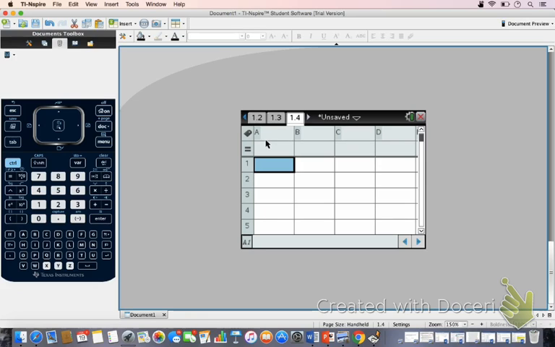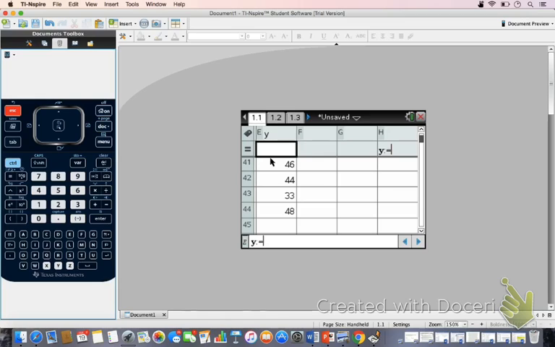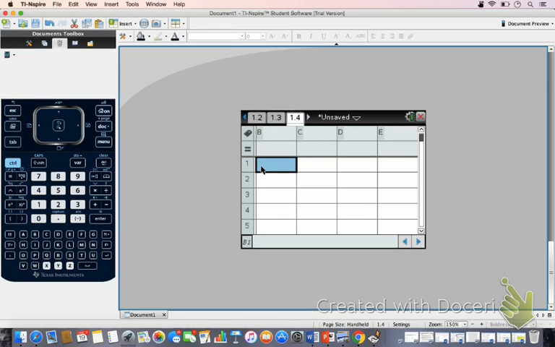But remember, the one thing that you have to do first is arrow all the way up to the top, and define a variable to label each of these columns. So take a moment to enter all of the data on your calculator. We're going to enter all of the reading scores for all of the 44 students. So take a moment to do that now.